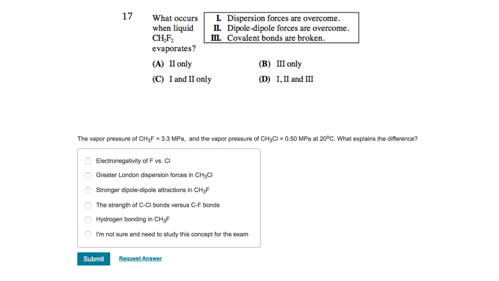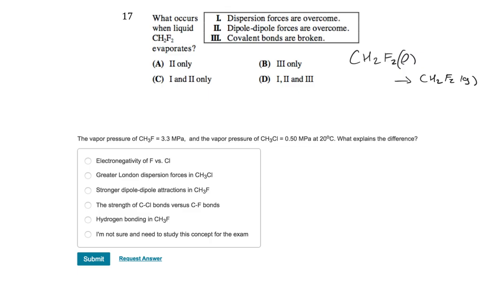So when we have a liquid sample of CH2F2 and it evaporates, what's occurring during the evaporation? So the evaporation would be this compound here as a liquid just turning into a gas. And so we're just breaking the intermolecular forces in the liquid. We're not breaking any of the covalent bonds in the compound.